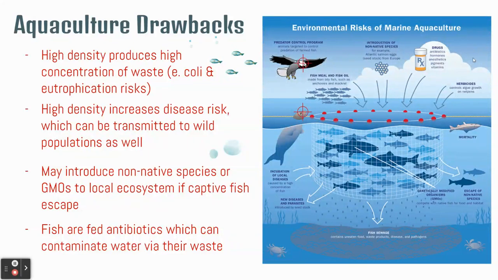So, this is a pretty good little infographic here that just looks at the environmental risks of marine aquaculture. So, we can have excess waste in the water, so that can increase disease, pathogens, all of those things. If we have those organisms escaping, then we can have invasives. We can have things competing with the native fish. Those antibiotics and herbicides are obviously adding chemicals to the water.